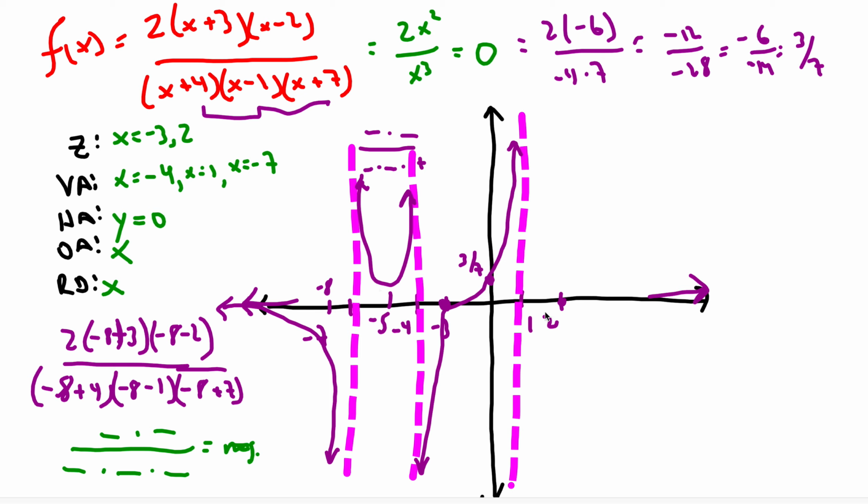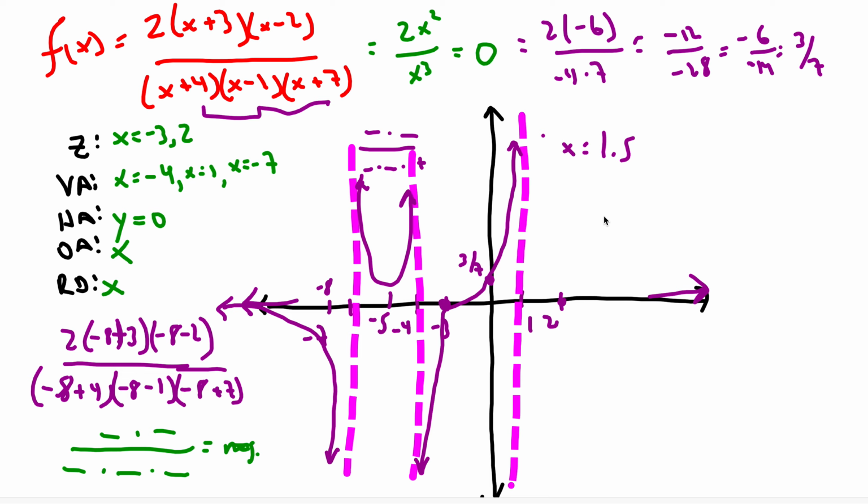Then last but not least, I test yet another point. Now, unfortunately, I need to test something like 1.5, because that's between here and here. I want to test a value here, so I know if it's approaching from down here or from up here. So I'm going to test out x equals 1.5.